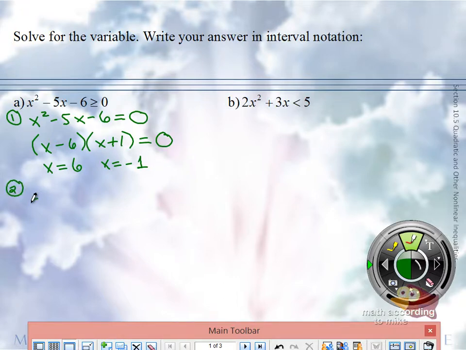Step 2, draw a number line, and we're going to use these numbers to divide it into sections. Notice, make sure you put negative 1 on the left, positive 6 on the right. By putting these numbers on the number line, you have created 3 sections. This is the section of numbers less than negative 1. This is the section of numbers between negative 1 and 6. And this is the section of numbers greater than 6.